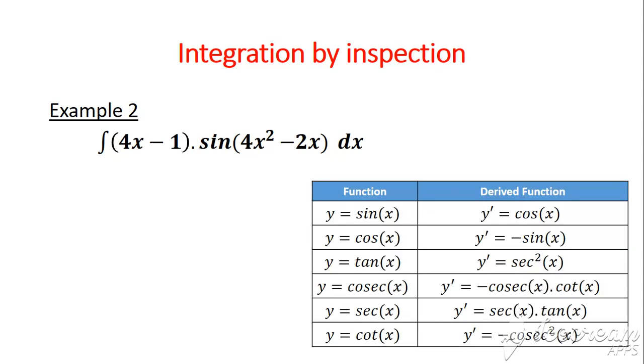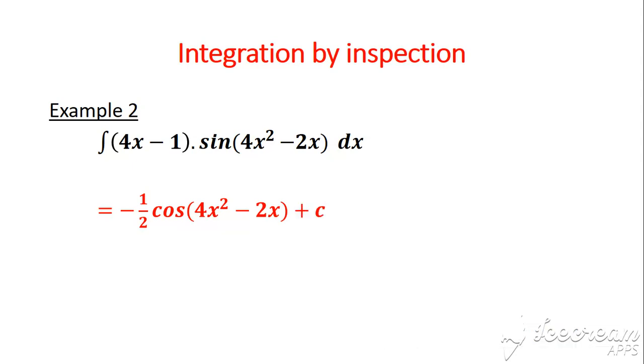Well, we pull out our formula sheet. We know that sine integrates back to negative cosine, because a negative sine integrates back to positive cosine. So a positive sine integrates back to negative cosine. So that's why we're going to get a negative in our answer. And we're going to get half times cosine of 4x squared minus 2x. Now we'll talk about the half shortly, but don't forget to plus your c.